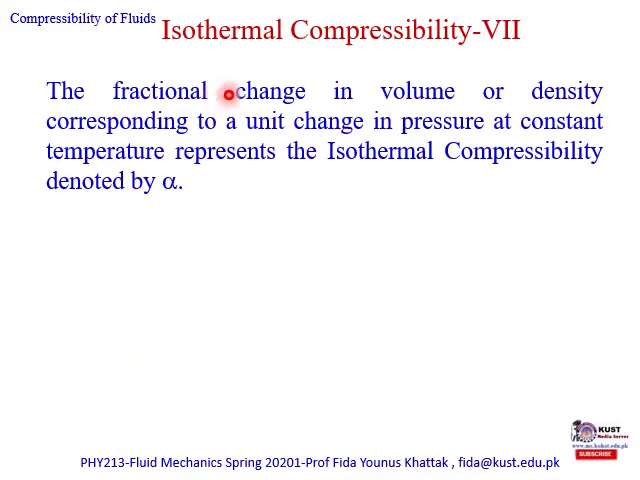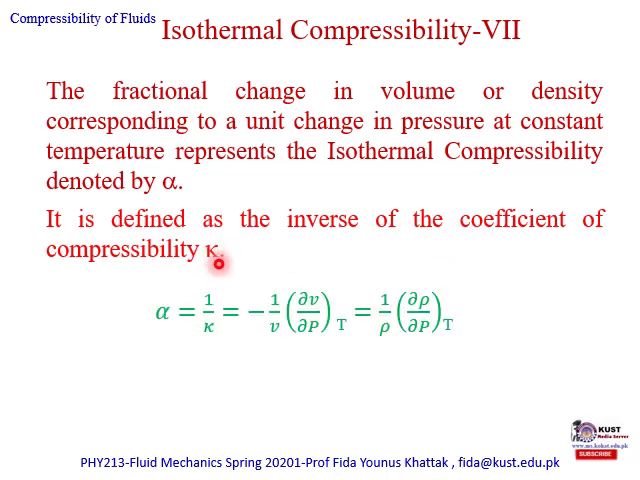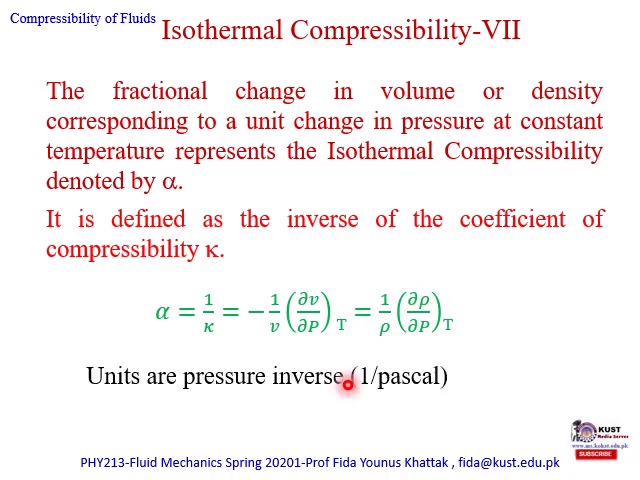The fractional change in volume or density corresponding to a unit change in pressure at constant temperature represents the isothermal compressibility, denoted by alpha. It is defined as the inverse of the coefficient of compressibility kappa. We used the definition of kappa from the earlier slides. We have alpha is equal to 1 over kappa, which is equal to minus 1 over V del V over del P at constant T, or we can write this as 1 over rho del rho over del P at constant T.